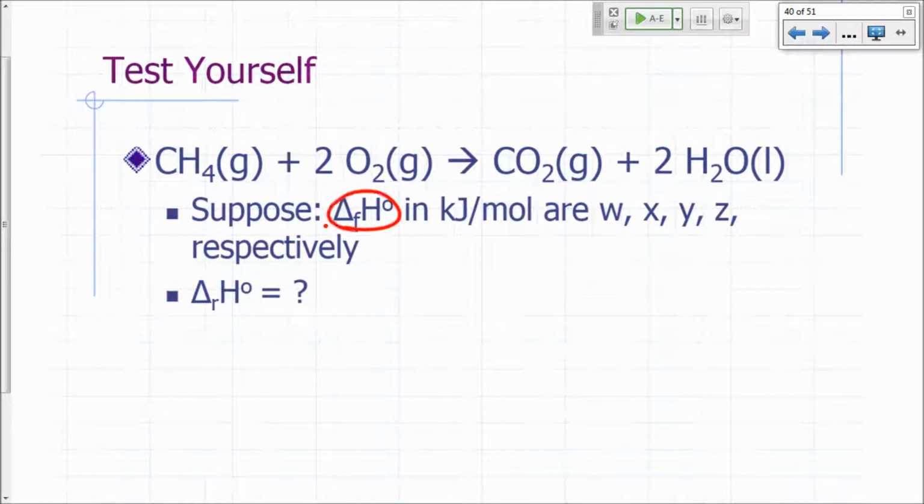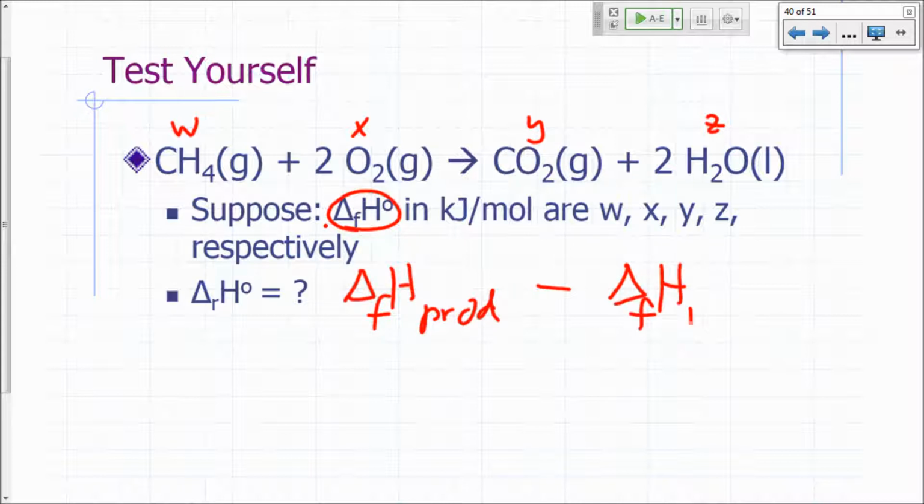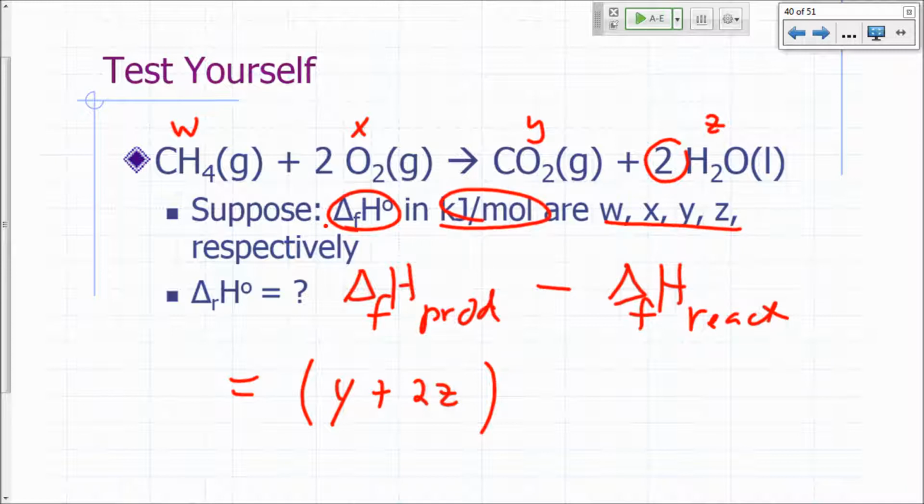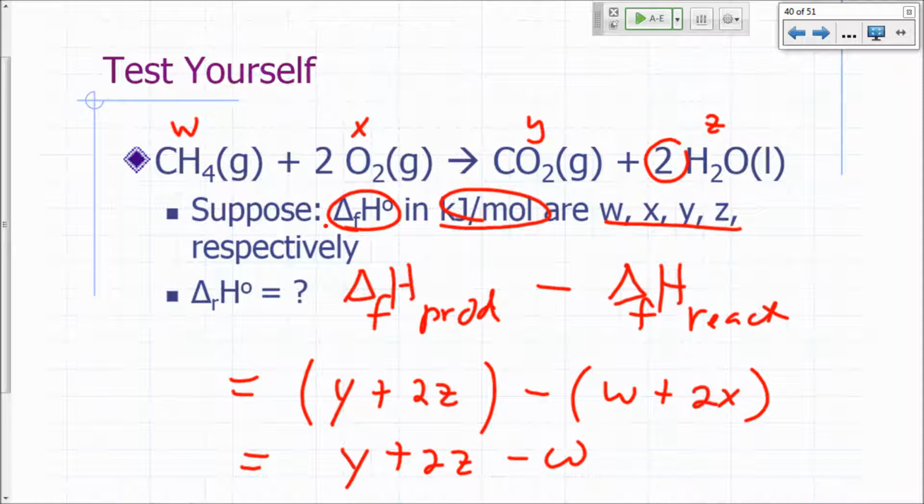Let's say you look at the delta H formation of the reactants and products involved here, and they happen to be W, X, Y, and Z. What's our delta H for the reaction? It's delta H formation of the products, right? Minus delta H formation of the reactants. So what would it be for products? Y plus 2Z. Why 2Z? 2 moles. Because the numbers I have given here are kilojoules per mole. Okay? Minus reactants would be W plus 2X. Okay? Can I simplify this? Y plus 2Z minus W. Like that. Y. What is X?